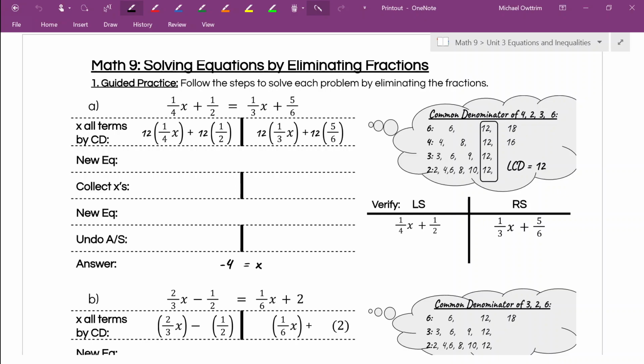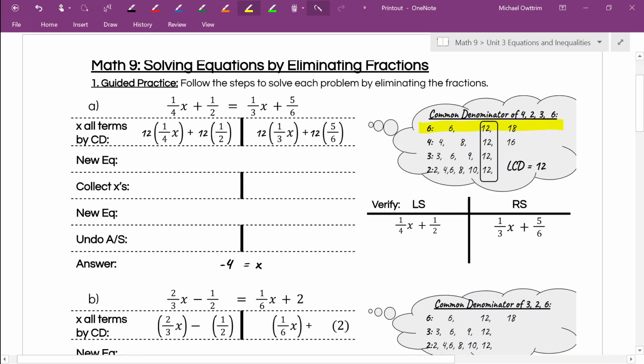So in guided practice question A, we've got 1/4 x plus 1/2 equals 1/3 x plus 5/6. First thing we need to think about, of course, is the common denominator for those numbers on the bottom, for the 2, the 3, and the 6. And we remember back to grade 7 and 6, and before that even, when we started looking at the idea of a common denominator. Our common denominator is going to be the lowest common multiple of our denominators.